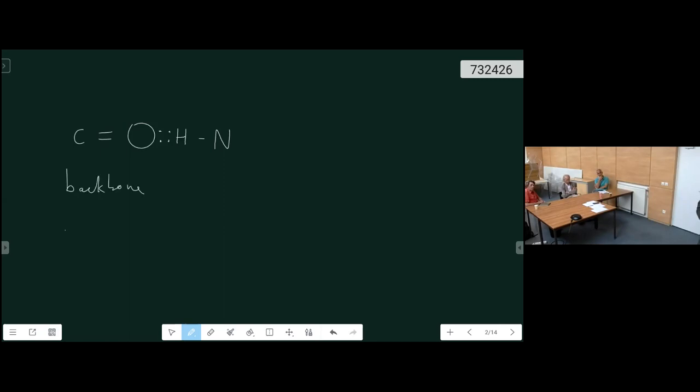This could be the hydrogen bond that occurs between two different peptide groups in a given molecule. I'm going to call it a backbone hydrogen bond, which is BHB, or HB for short. And these will be critical for us going forward. We're almost done with the chemistry. There are just a couple more things I have to say.